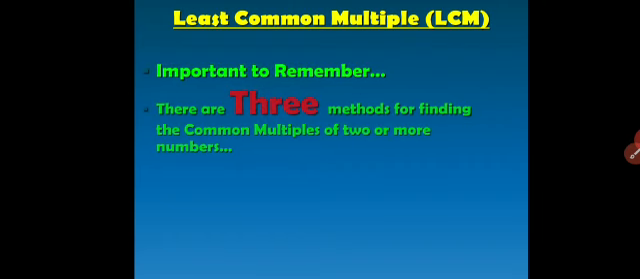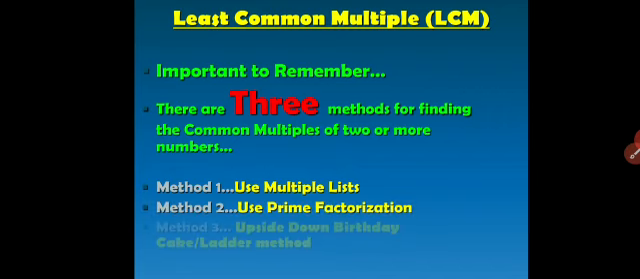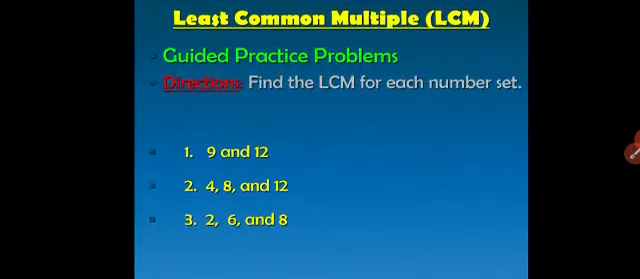Least common multiple, important to remember. There are 3 methods we have learned for finding the common multiples of 2 or more numbers: multiple list, prime factorization, and upside down birthday cake, the ladder method, or sometimes we call it the division method. Find the LCM of each set.